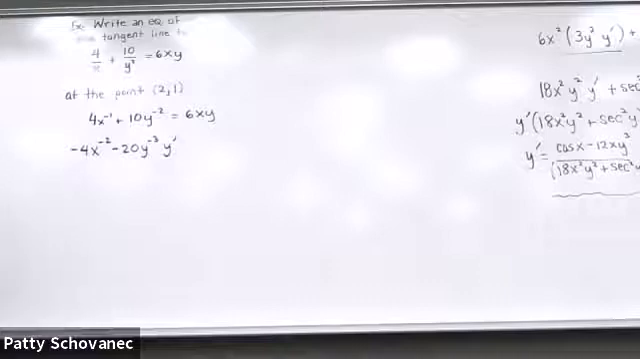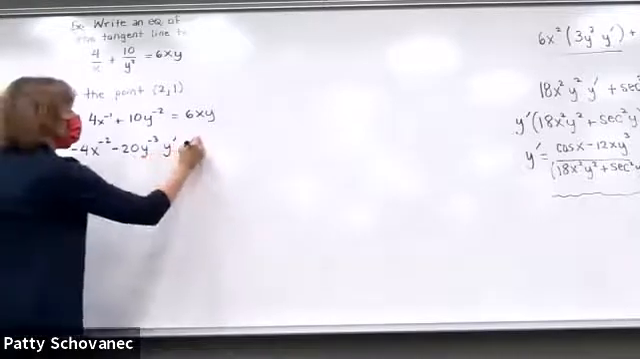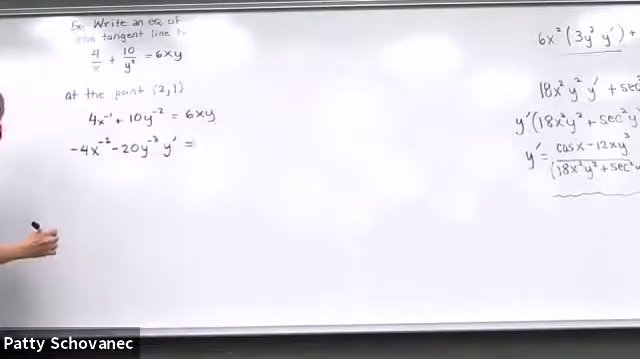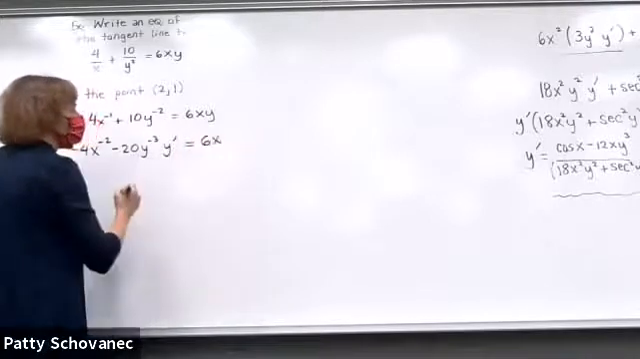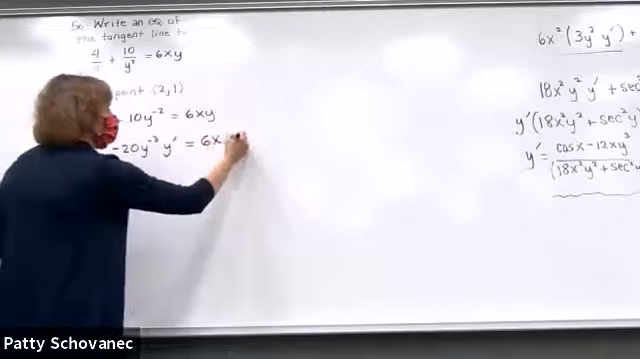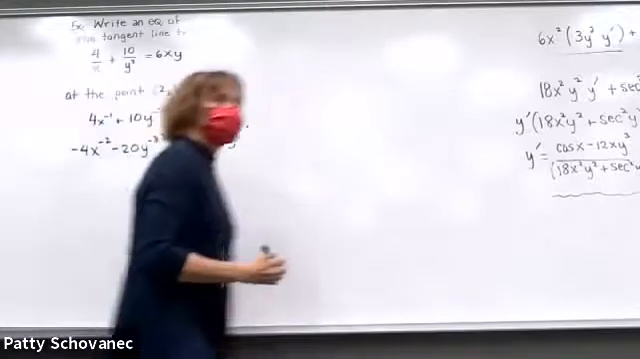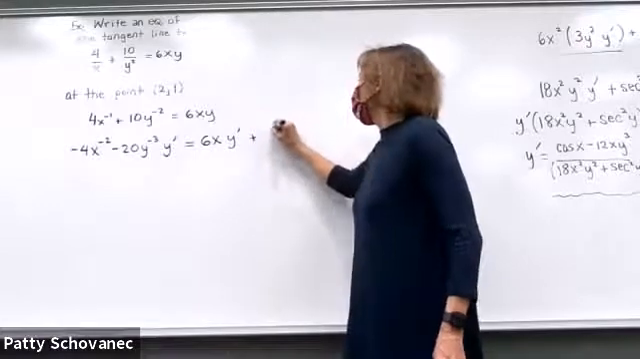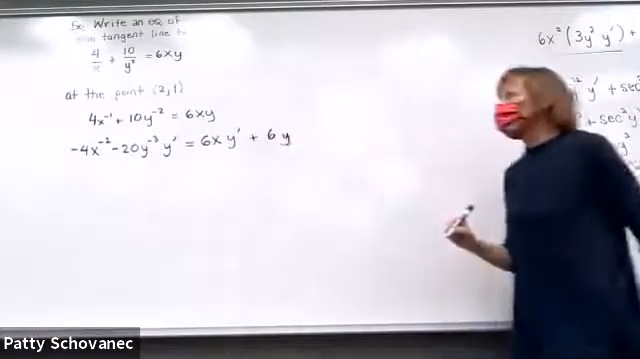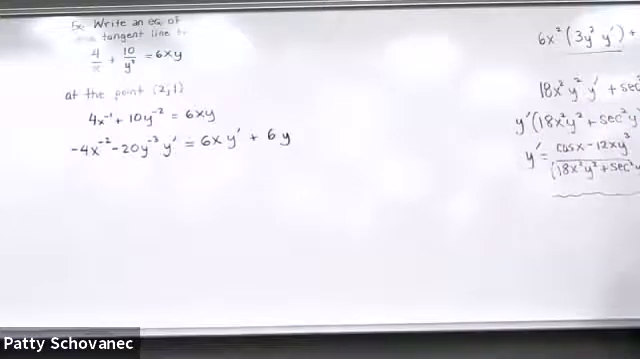And then on the right-hand side, we're going to do the product rule. 6x is my first term, y is the second term. So it's the first times the derivative of the second. Well, the derivative of y is simply y prime. And then the other way, the second term times the derivative of the first. Derivative of 6x gives me the 6.